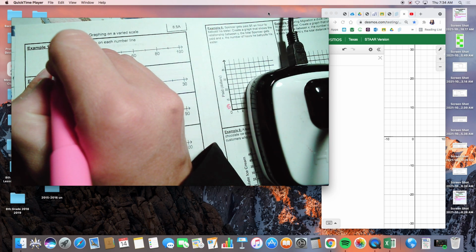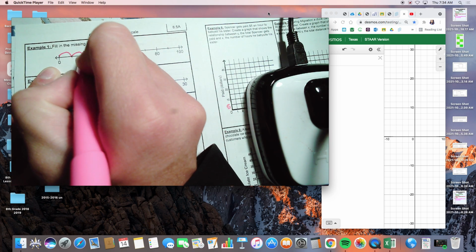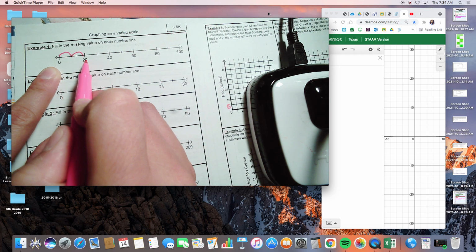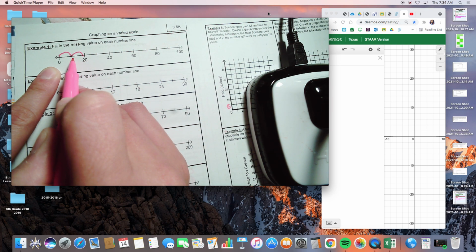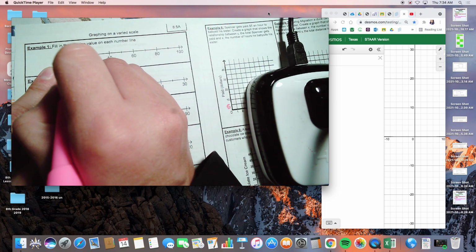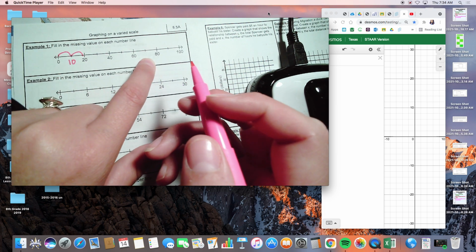I'm going to count how many spaces there are. There's 1, 2. So that means I have to divide 20 by 2 to get what this number is, which will be 10. So in this case, each of them are going by 10.